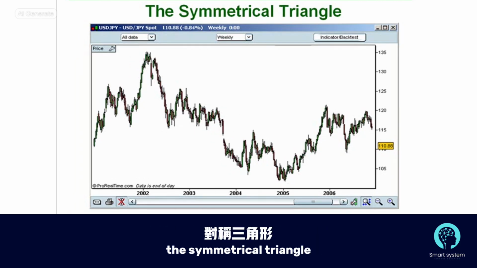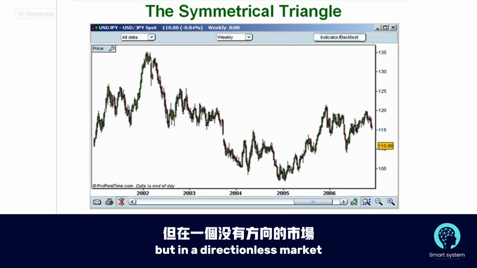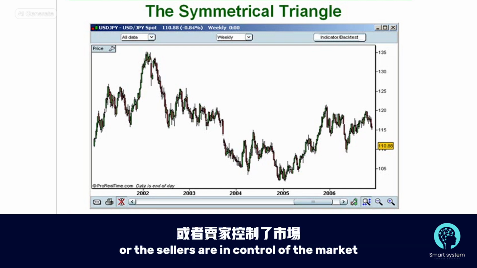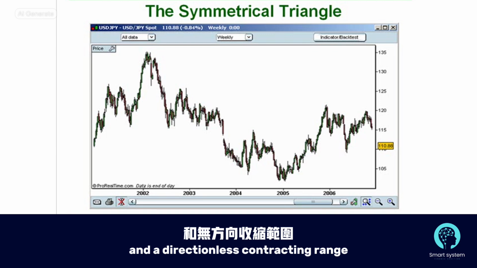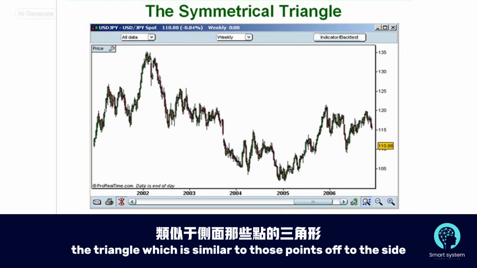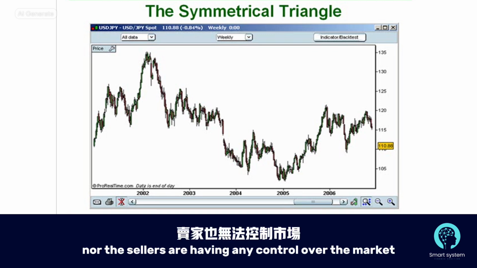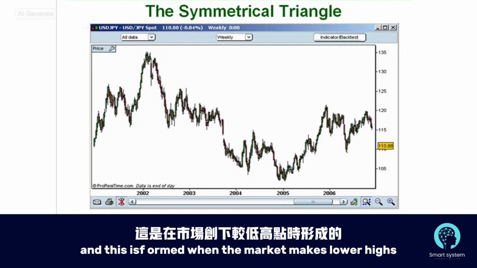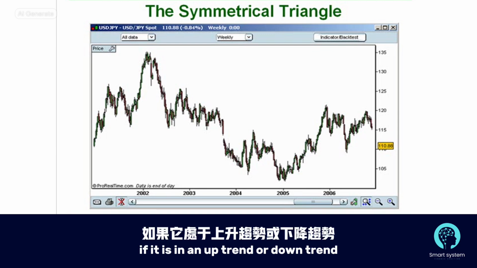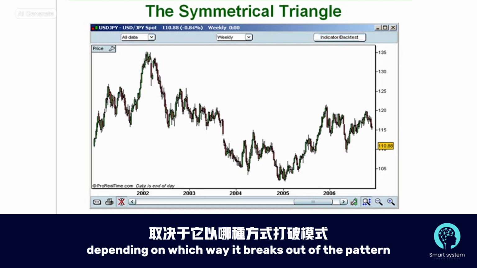The symmetrical triangle is unique in the sense that a lot of times you're going to see this not in an uptrend or a downtrend, but in a directionless market, as neither the bulls nor the bears, the buyers or the sellers, are in control of the market. So we see a contracting, directionless range. Unlike the rising or falling wedge, the triangle has points off to the side, indicating that neither the buyers nor the sellers have any control over the market. This is formed when the market makes lower highs and higher lows, and if it is in an uptrend or downtrend, it is going to be seen as a continuation or reversal pattern, depending on which way it breaks out of the pattern.